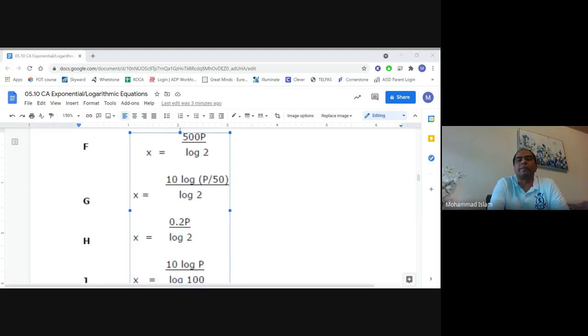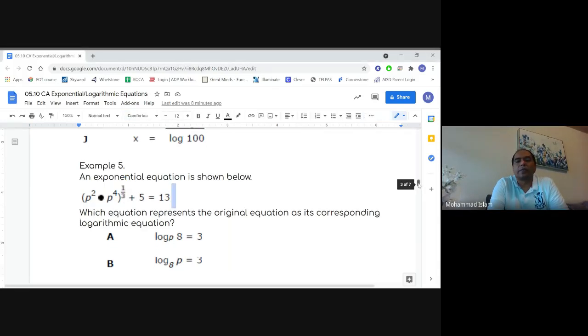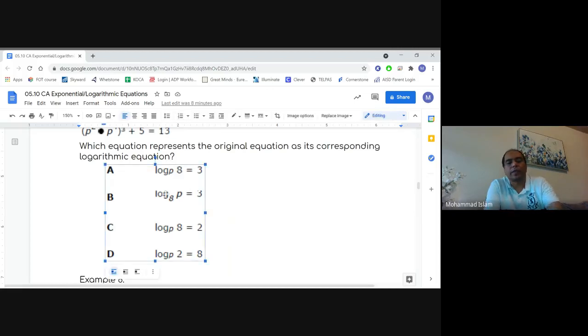Okay, now let's try to do the next problem. I'll copy the next problem and we'll solve it. So this is example 5 of the teacher's model, and this is an exponential equation that you need to solve. And this time we don't have the variable x, instead we have the variable p. It doesn't matter, we know that we need to solve for the variable whatever it is. If it's not x, it can be any letter, so that's not a very critical thing.